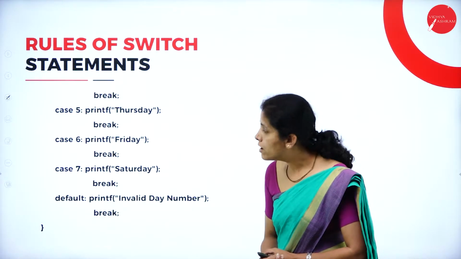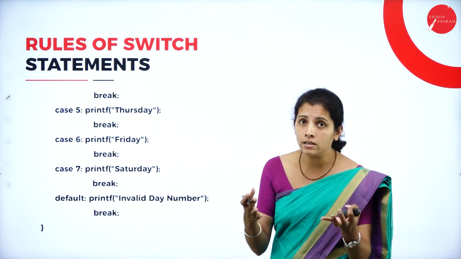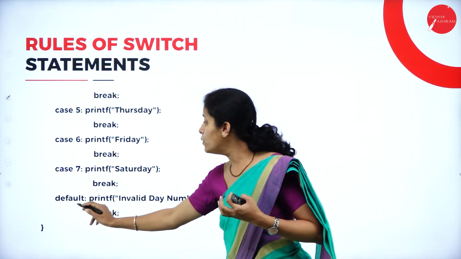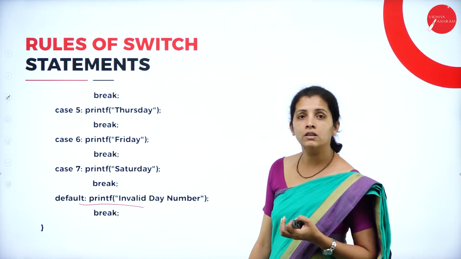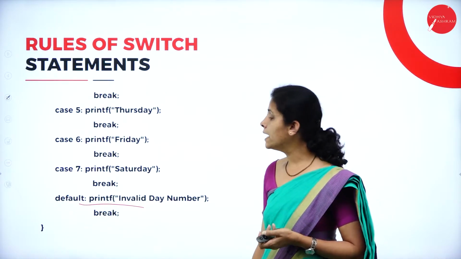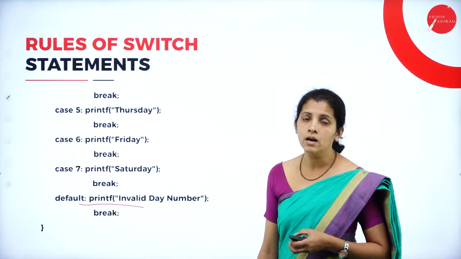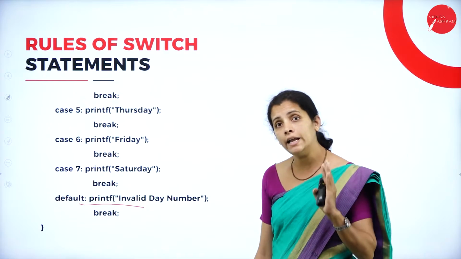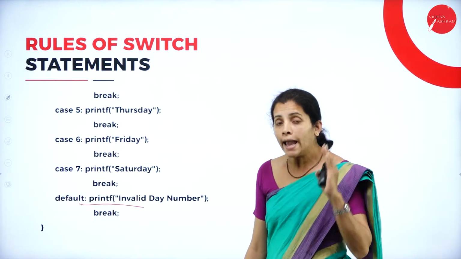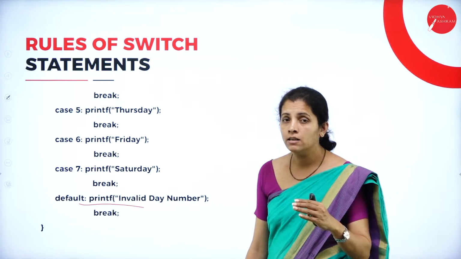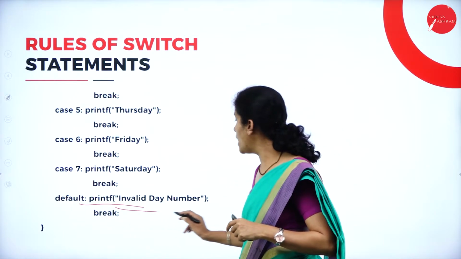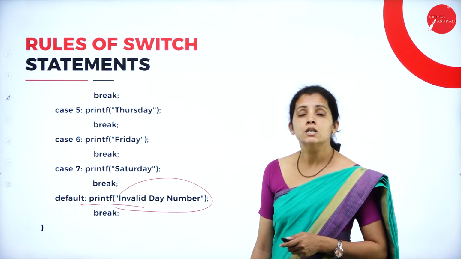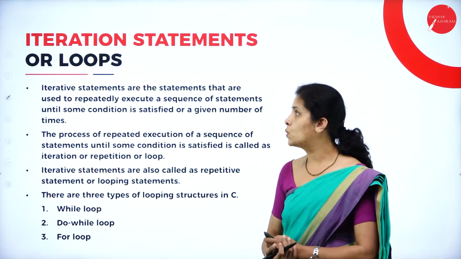And if my day number is 8, for example, then I'm going to execute the default statement. That is nothing but invalid day number, because in a week, I'm going to have only 7 days. And if I select anything except these days, then it is an invalid day number. This is the way I can use the switch statement in my program.